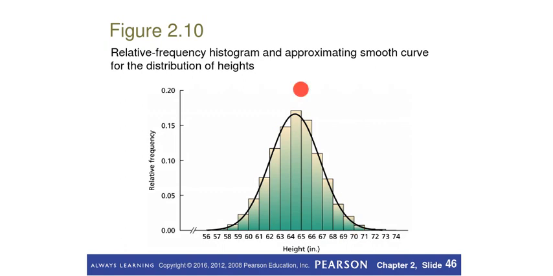And by the way, this general shape is a nice symmetrical shape. Look at that. That looks almost like a bell. That's a very famous curve in statistics, one that comes up a lot. We'll talk about that in Chapter 6.